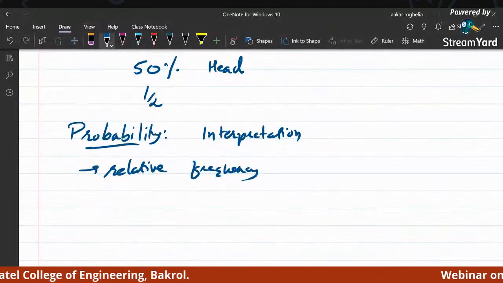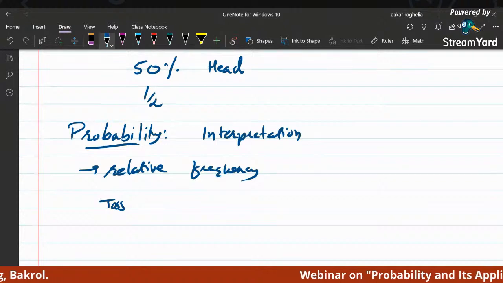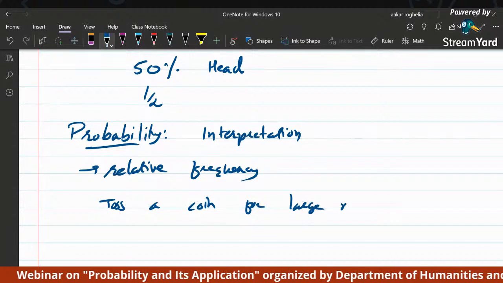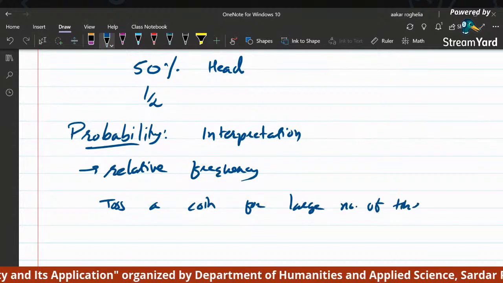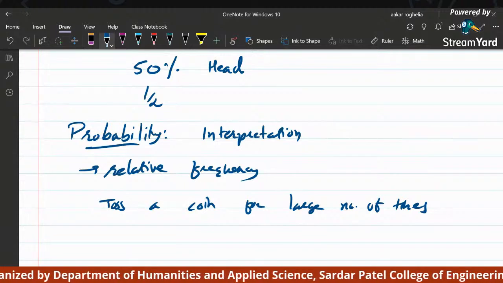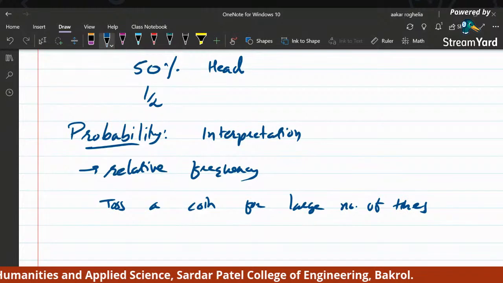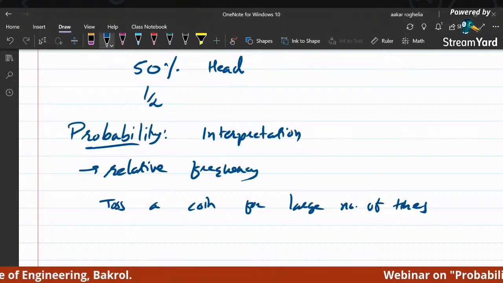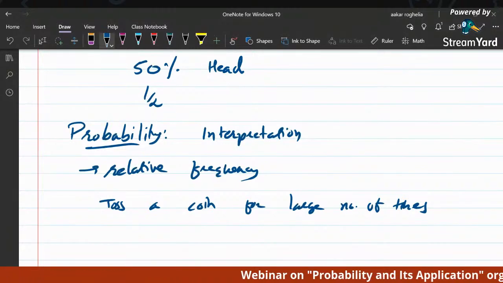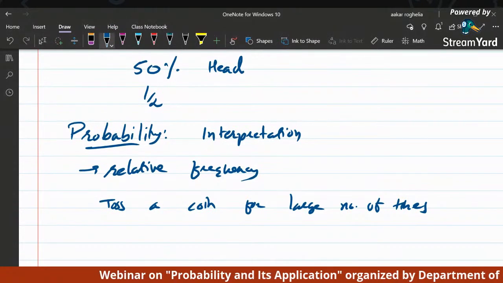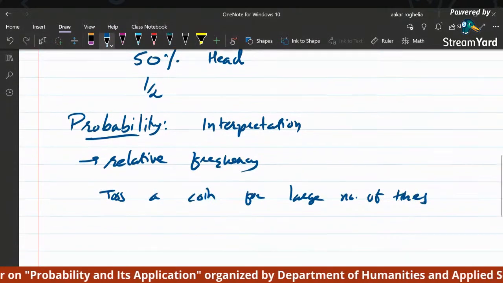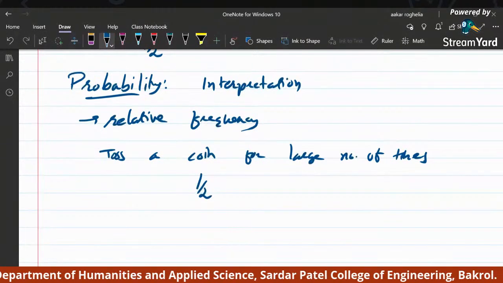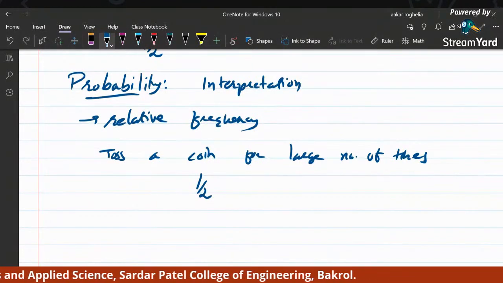It says that when you toss a coin a large number of times, and when I say large number of times, what do I mean? For example, you toss the coin 1,000 times, then 10,000 times, then a lakh times. Then the proportions of head and tail you get will come closer to 1 by 2. So that is one way of looking at the probability.